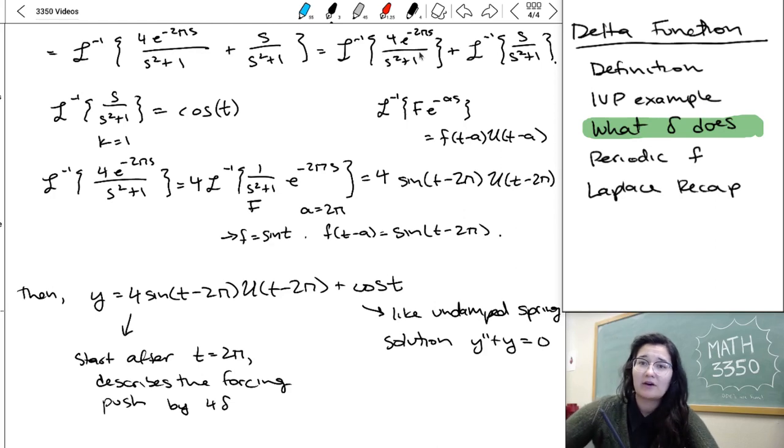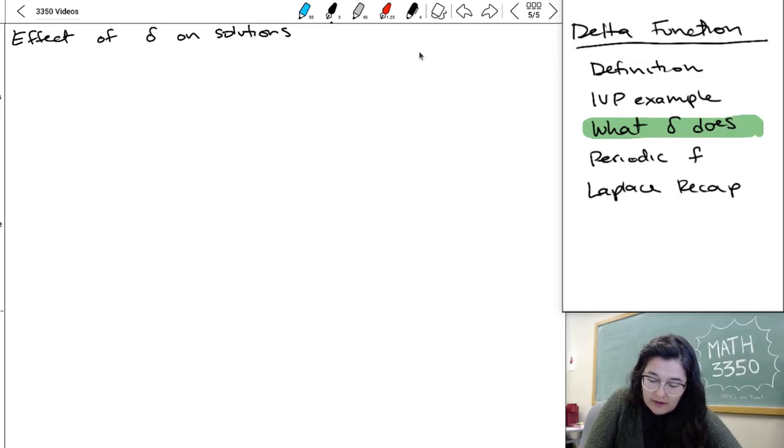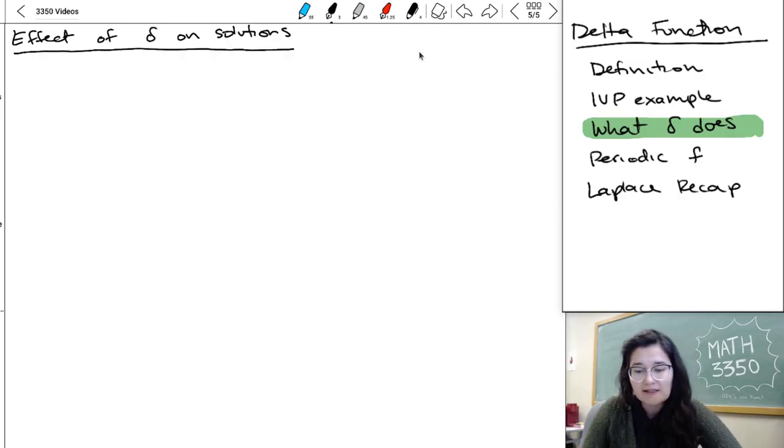So since we've seen how delta affects a solution for a given example, I want to talk more generally about the effect of delta on solutions. Because it's neat and it comes up in a lot of physical applications, and hopefully it helps you remember the rule for how to undo Laplace of a delta function.